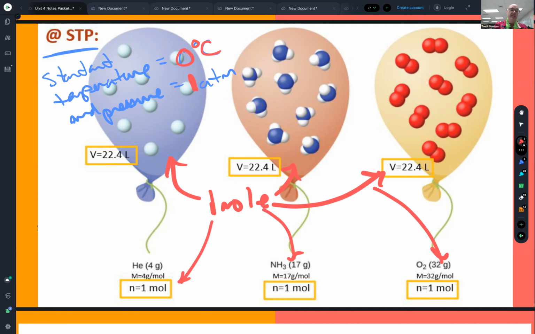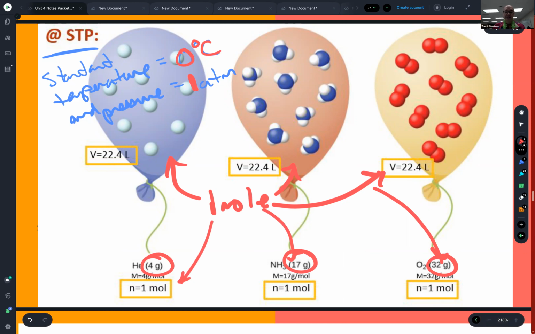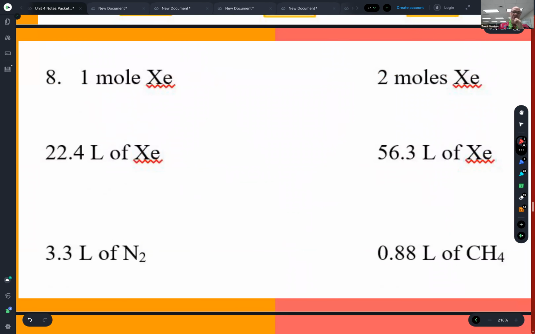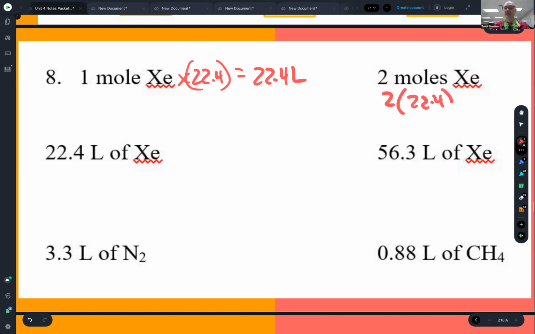any gas. Now, I'm not saying that the weight is going to be the same. The weight will be different for each one of the gases, but they will, in fact, have the same volume. So let's practice this. So we want to convert moles into liters. So when we do that, we will multiply by 22.4. So if I have 1 mole, I will have 22.4 liters. If I have 2 moles of the same stuff, well, it'd be twice as much. It'd be 44.8 liters.